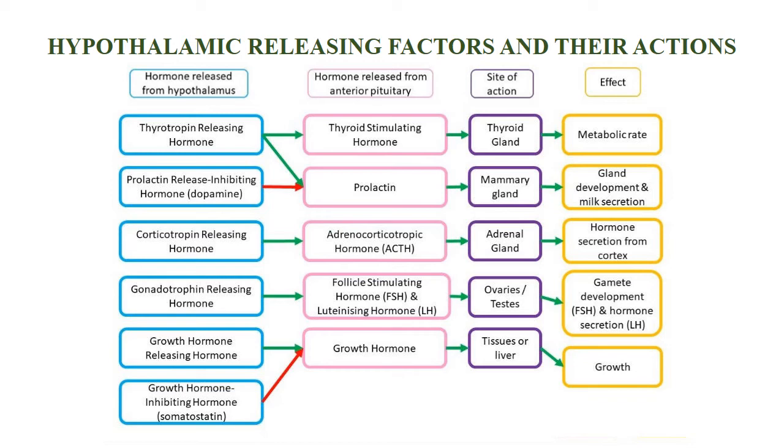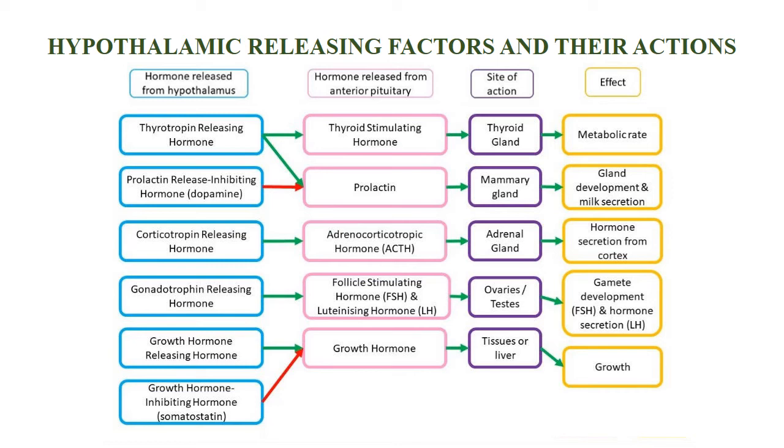The hypothalamic releasing factors are thyrotrophin releasing hormone, that is TRH, corticotrophin releasing hormone, CRH, gonadotrophin releasing hormone, that is GnRH, and growth hormone releasing hormone. These are the categories of hormones given by the hypothalamus which act on the pituitary gland. In response to that, the anterior pituitary gland releases some hormones.